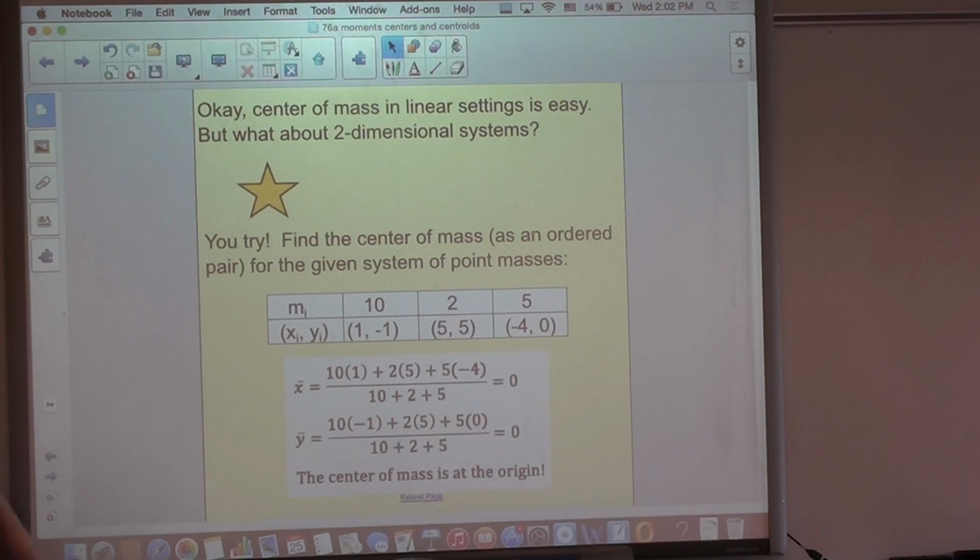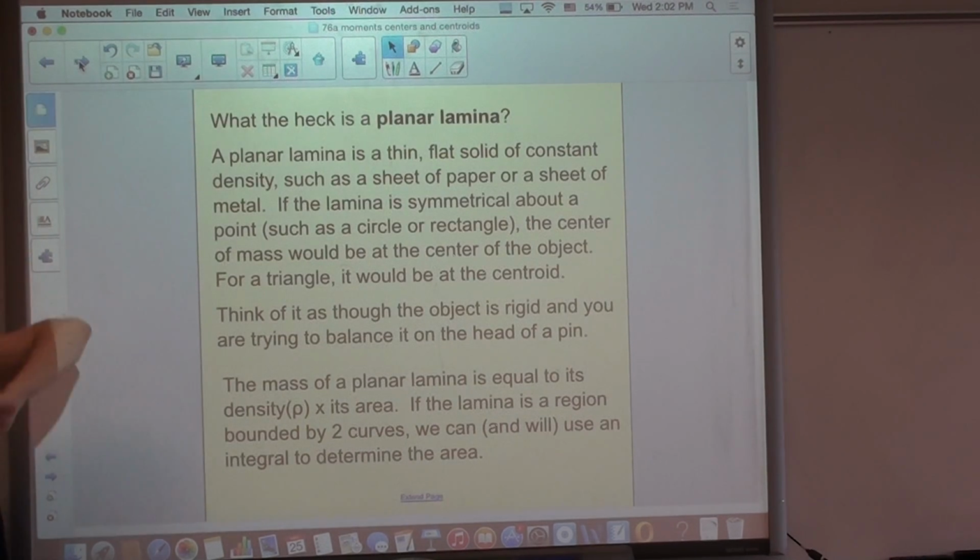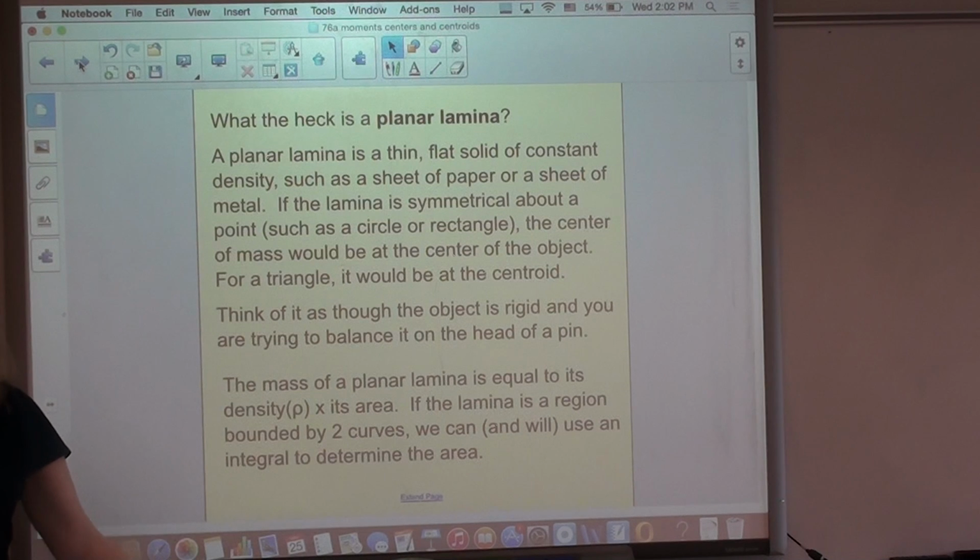But wait, there is more. Rats. Now we're gonna have to derive it. Alright, are we ready? No. Okay. What the heck is a planar lamina? I don't know. Okay, a planar lamina is a thin, flat solid of constant density, such as a sheet of paper or a sheet of metal, right? Okay, so a thin, flat solid of constant density.